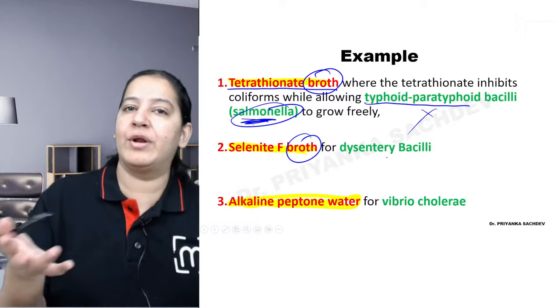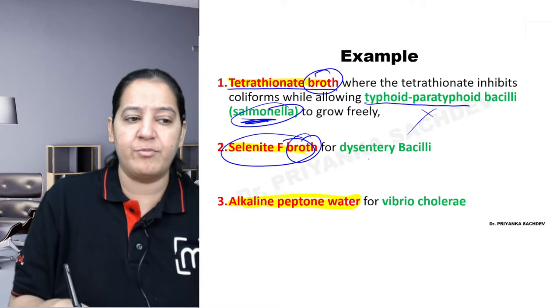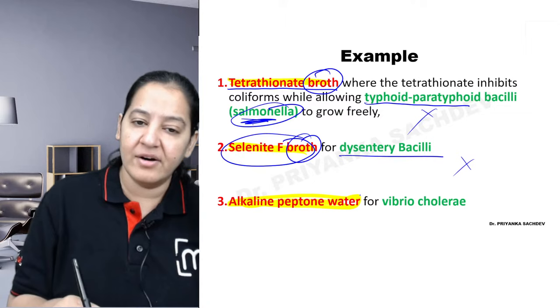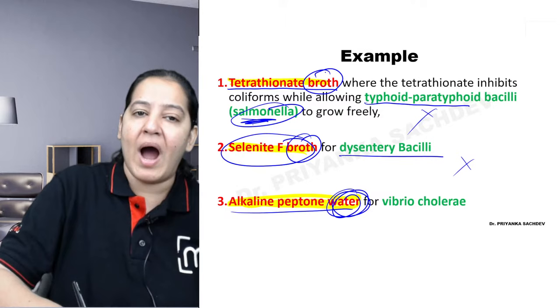The second is selenite F broth. In selenite F broth, only dysentery bacteria will grow. All others will die. Only this will grow, right? And the third is alkaline peptone water. The suffix is not broth, but the suffix is water. So either the suffix is broth or the suffix is water.